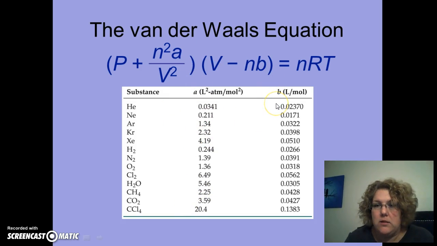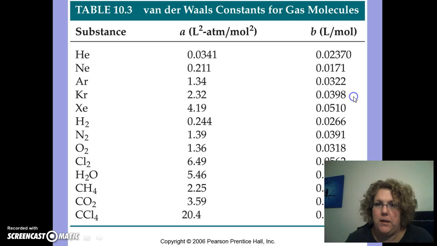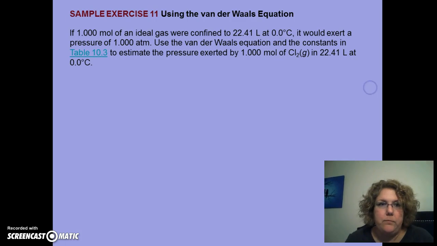Now B has to do with the size of the molecules, hogging up some of that empty space in the volume of the gas. Once again, helium's very small, so it's not going to have that big of a volume correction, whereas larger molecules like carbon tetrachloride are. So it just depends on the substance how big the A and the B are. So there they are again, even larger. So when you go to do a van der Waals equation, you just need the values for A and B.